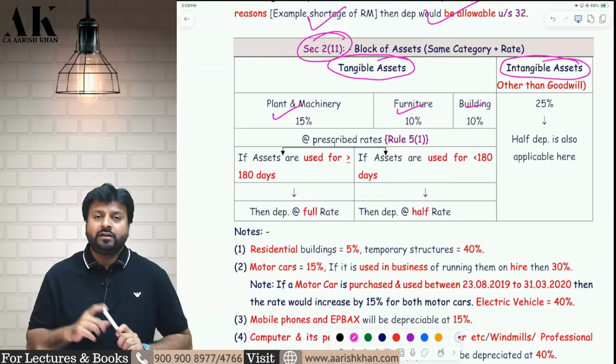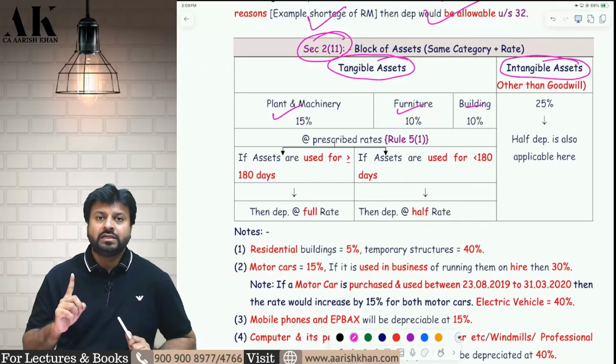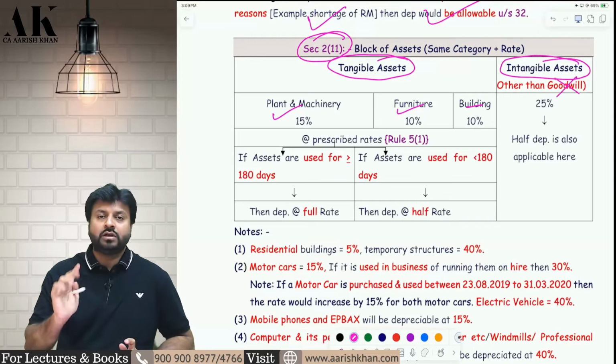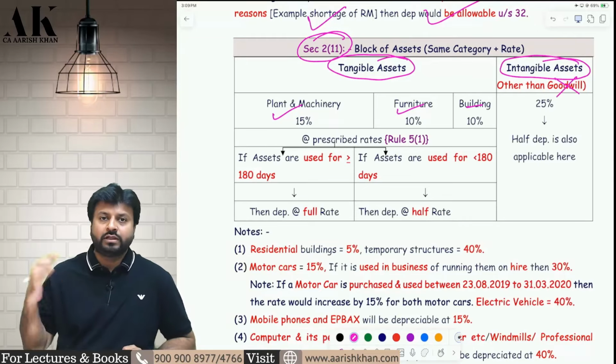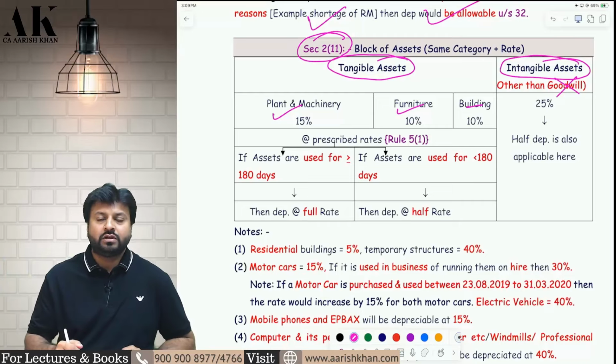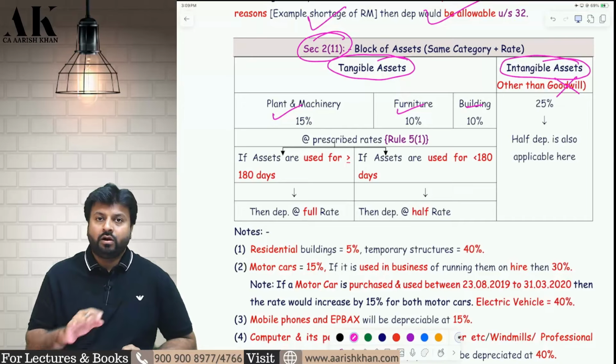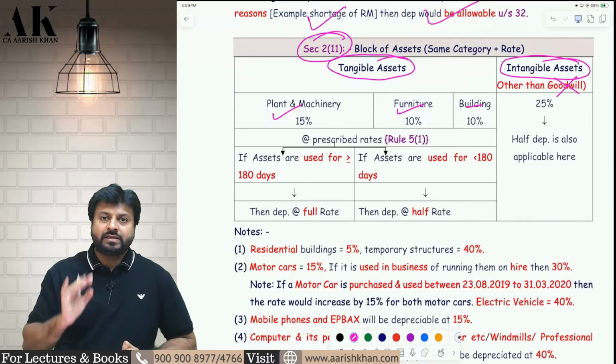By default, the rate of plant and machinery is 15%, the rate of building is 10%, the rate of furniture is 10%, the rate of intangible assets is 25%, and on goodwill, you do not get depreciation from 2020-21 onwards. Before that, we used to get it. But from Finance Act 2020 onwards, on goodwill, we don't get depreciation. Now, all of them are allowed on a WDV basis.